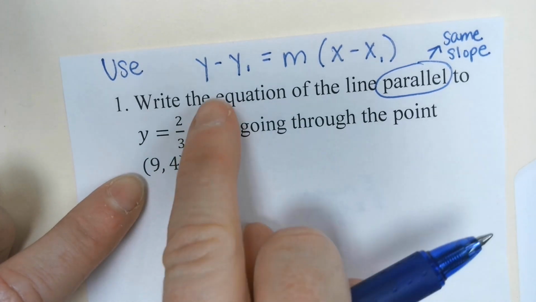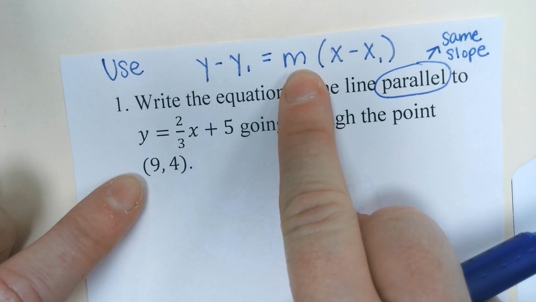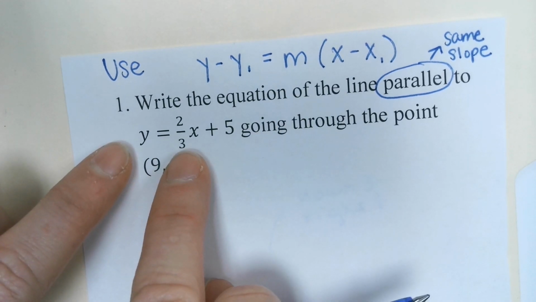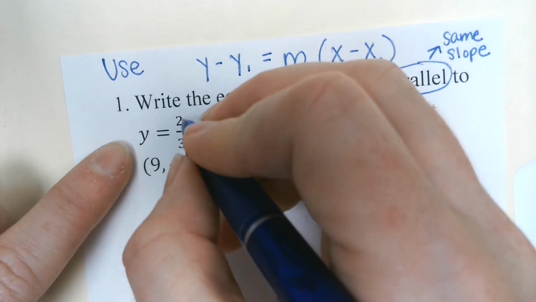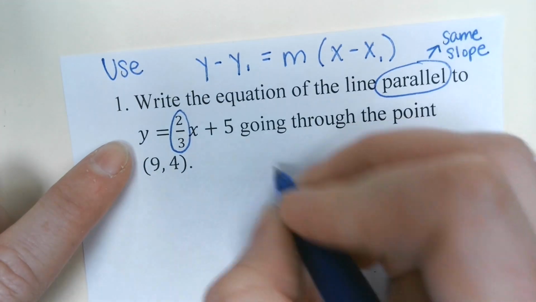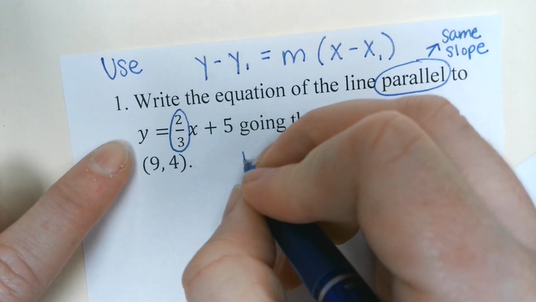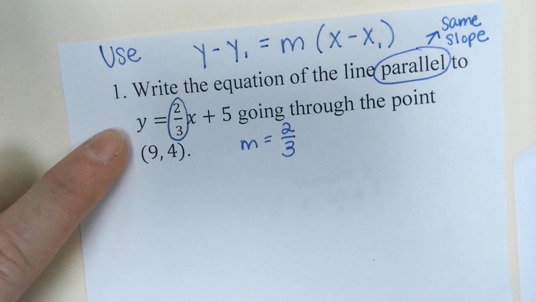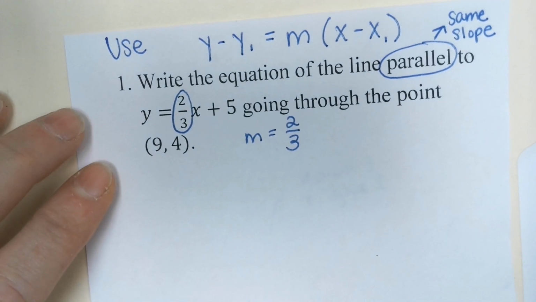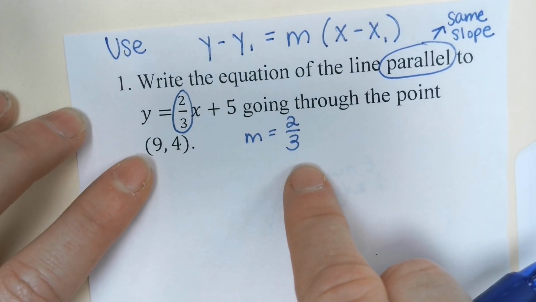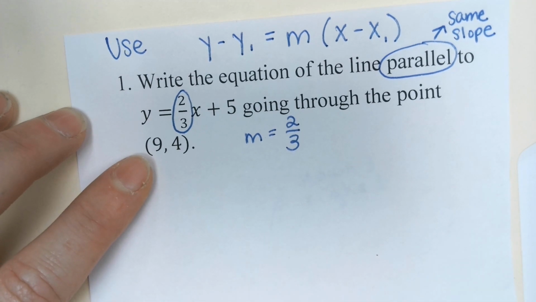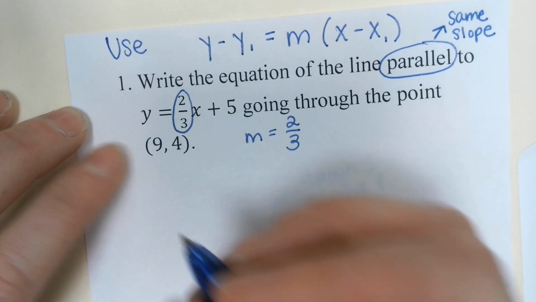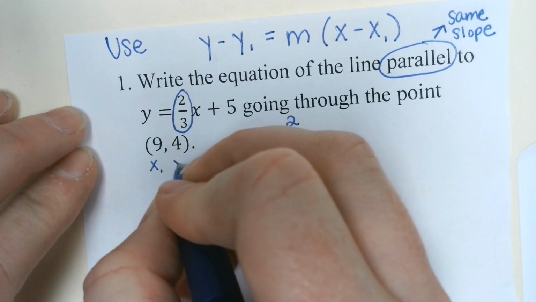So in order to use our point slope form, we need a slope and we need an x1, y1. Because they've given us our equation in y equals mx plus b, they've given us our slope. So m equals 2/3. So just like before, we're going to use our point slope form. We're going to plug in m, and we're going to plug in an x1 and a y1. This is an x1, and this is a y1.